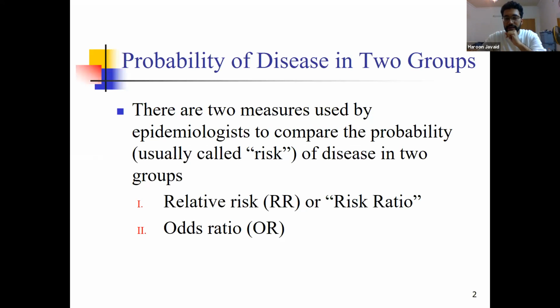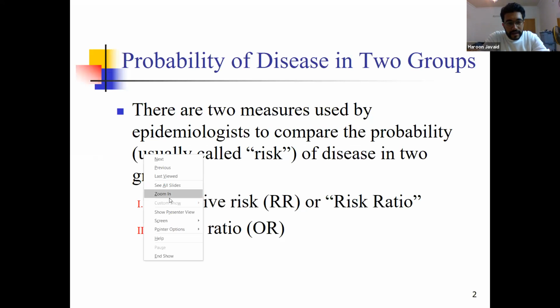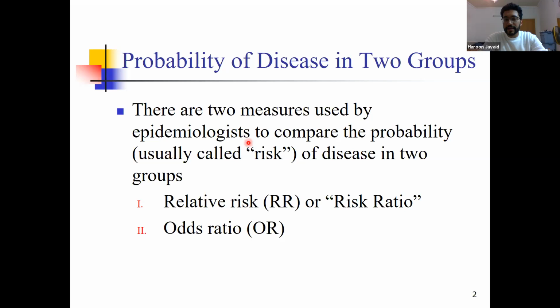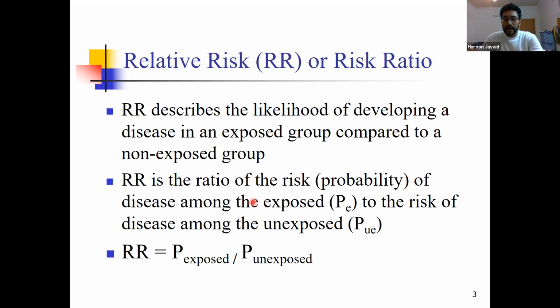basically, there are 2 important concepts. One is relative risk and the other is odds ratio, okay? Both of these methods are used by epidemiologists to compare the probability. Basically, they want to measure the risk of disease in 2 different groups. When people carry out studies, they want to check which group is more likely to get a disease. They use either relative risk or odds ratio, okay?